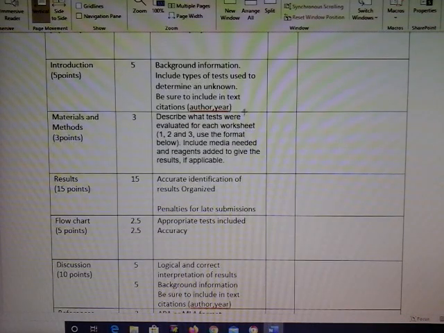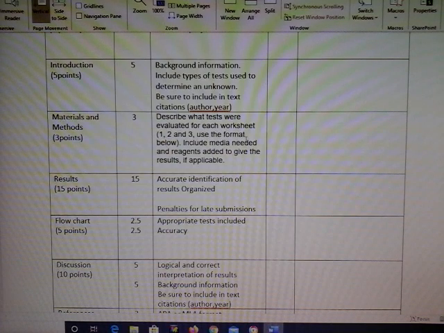Keep in mind, guys, that when you're writing your intro and your discussion, you should cite where you got the information from in the text. So author and year is how you want to do that. Materials and methods, basically, again, look in your lab manual. It explains how you do every single test.